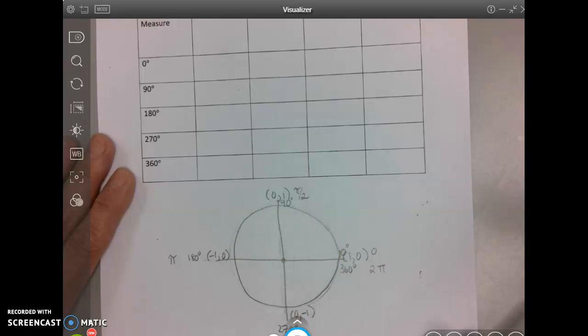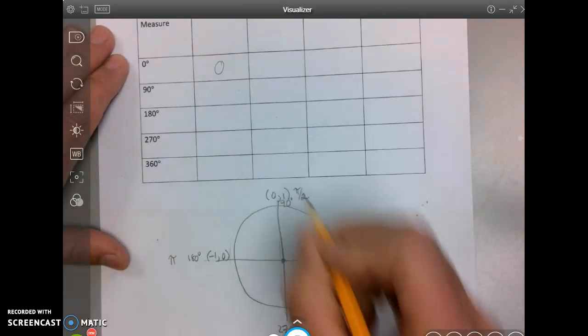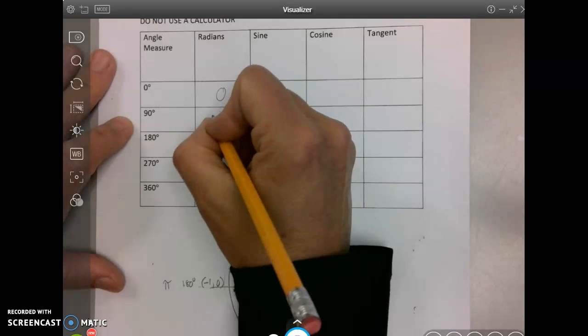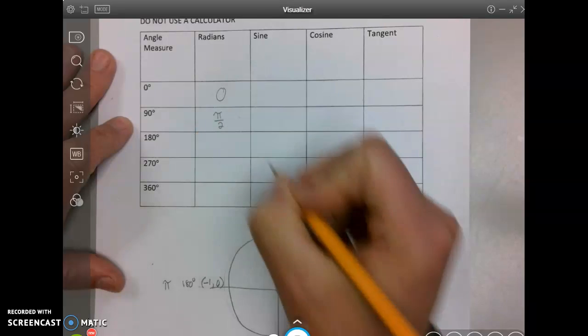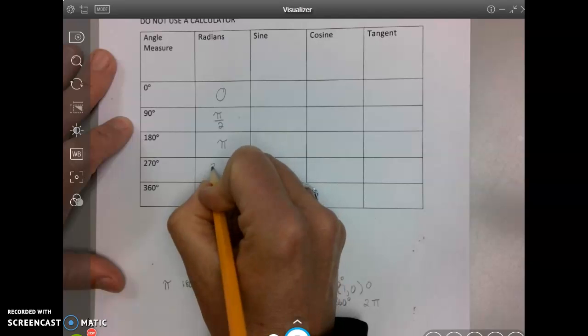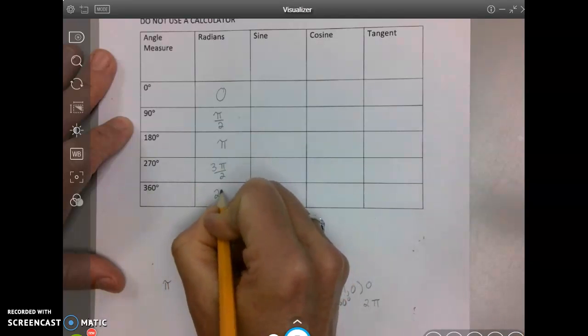4 corners. So 0 degrees in radians is simply 0, and then I can just look at this unit circle that I've sketched. 90 degrees is my pi over 2, 180 is pi, 270 is 3 pi over 2, and 360 is 2 pi.